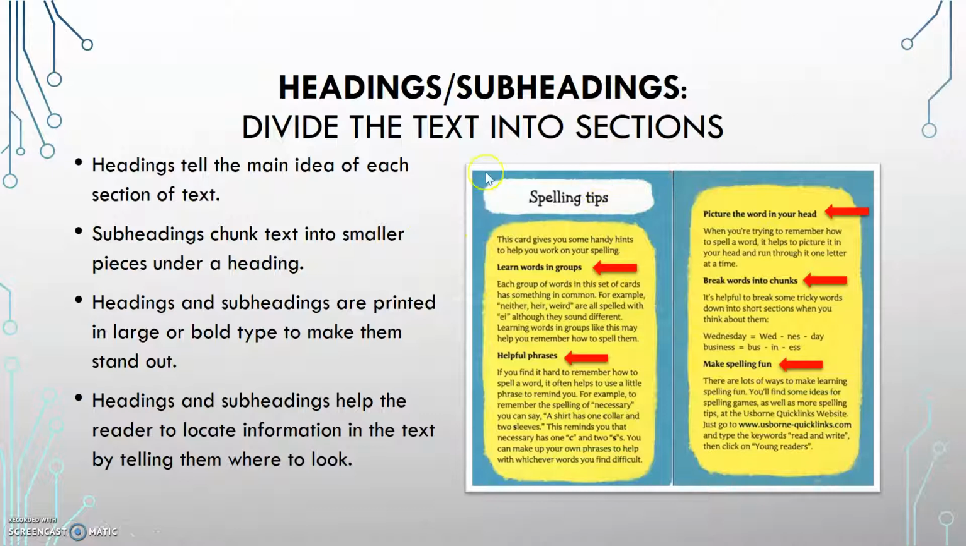So you'll have your main headline or heading, which would be here, spelling tips. And then you're going to have your subheading that's going to tell you what this paragraph's about. So the big title over here is going to tell you about the whole thing. And then the subheadings are going to tell you what that paragraph specifically is going to be about.